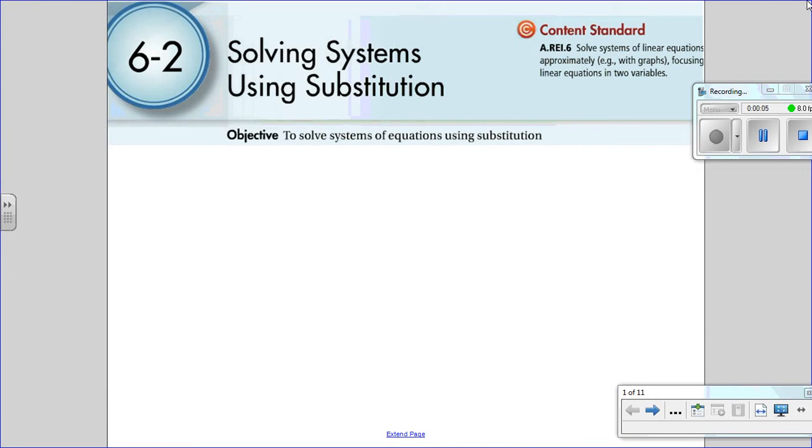Chapter 6, Section 2, we're going to be solving systems using substitution. If you can just think of what substitution is, it's basically replacing one thing with something else that is equivalent to it. The easiest example I have is if you have $1 and you replace that with 4 quarters. It's the same amount of money, they're both equal, but you're replacing it with something in a different form.